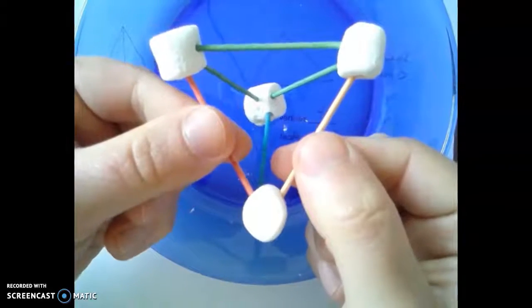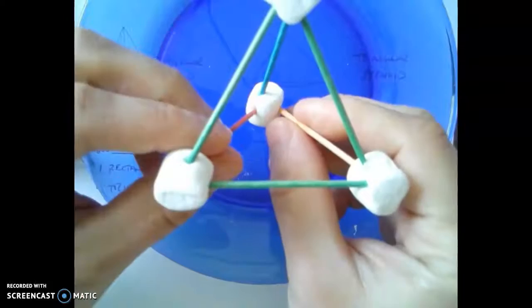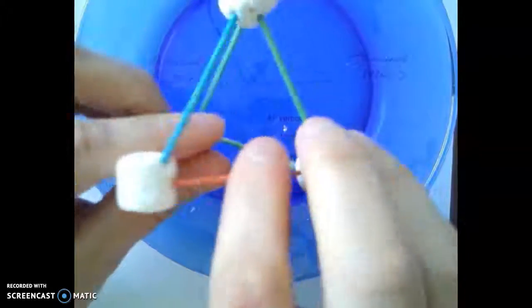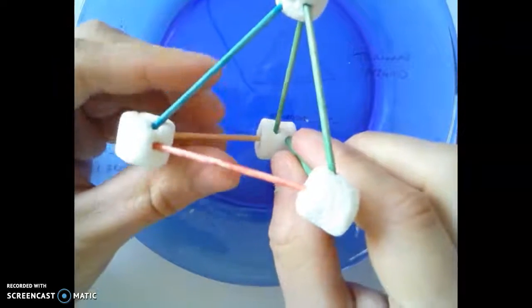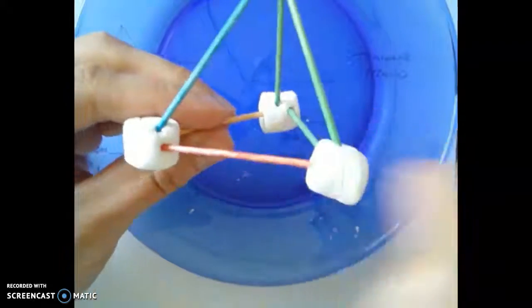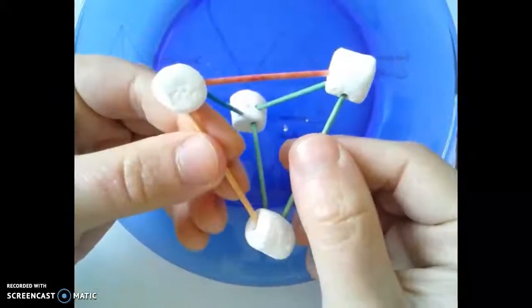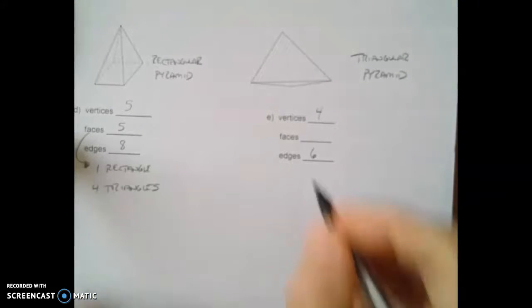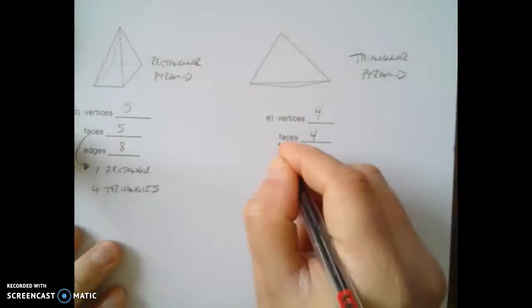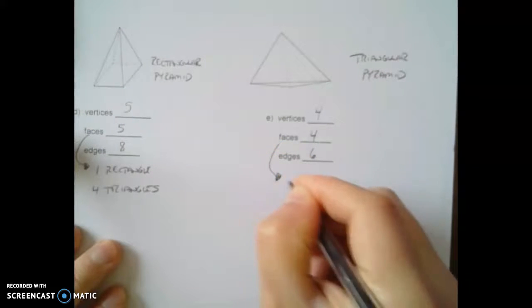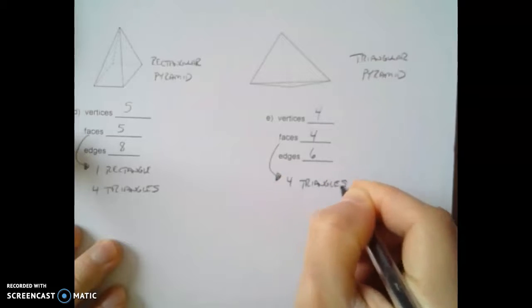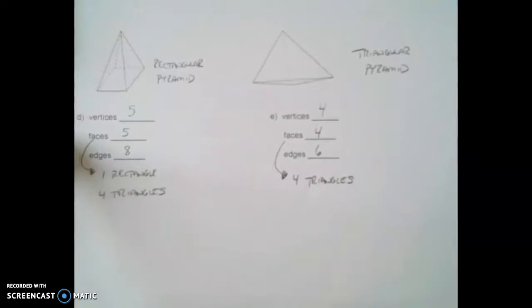And now for the faces, okay, so we've got the base, which is a triangle, so that's 1. And then we've got 1, 2, 3 more triangles. So we had 3 along the sides here and 1 triangle down here. That's a total of 4 faces. There are 4 faces on this triangular pyramid, and all 4 of them are triangles. So these are the qualities of a triangular pyramid.